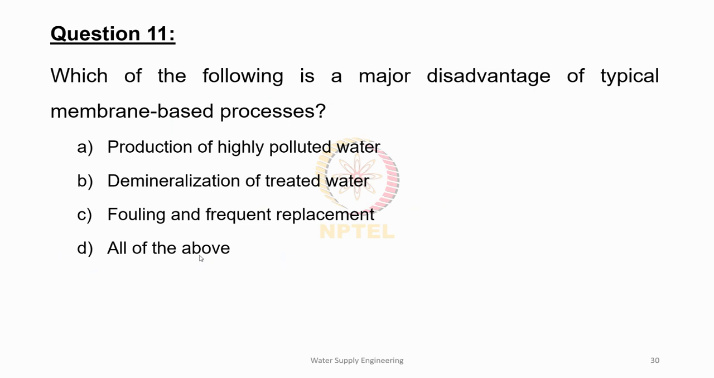Going on to the next question, question number 11. Which of the following is a major disadvantage of typical membrane based process? Option A, production of highly polluted water. Option B, demineralization of treated water. Option C, fouling and frequent replacement. Option D, all of the above. So, which is the major disadvantage of typical membrane based process?